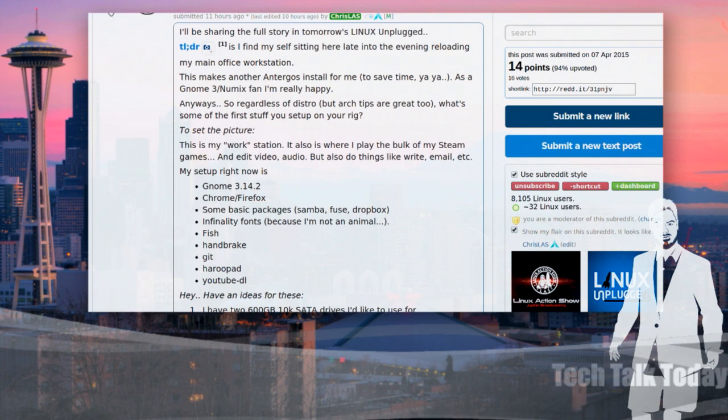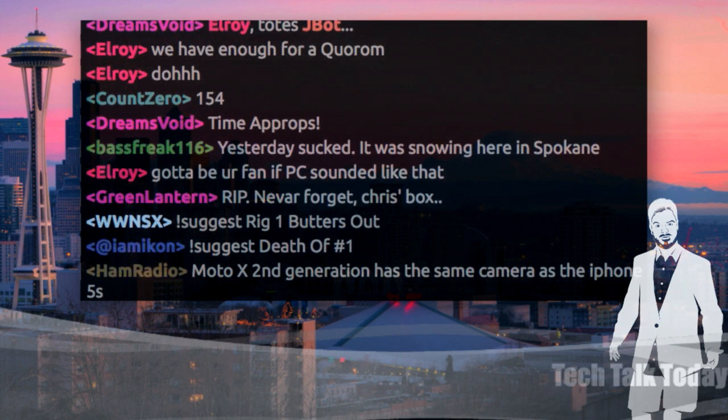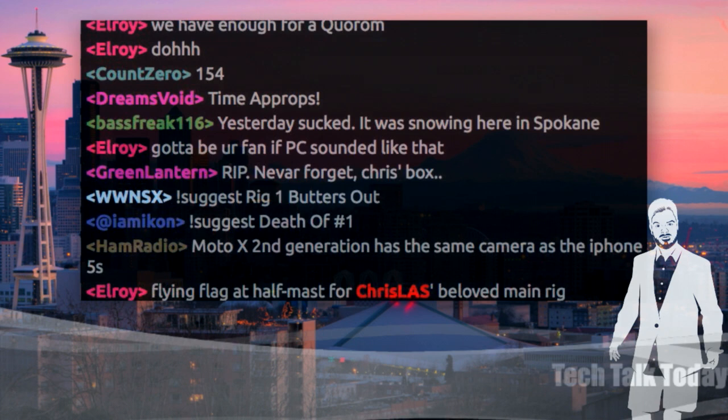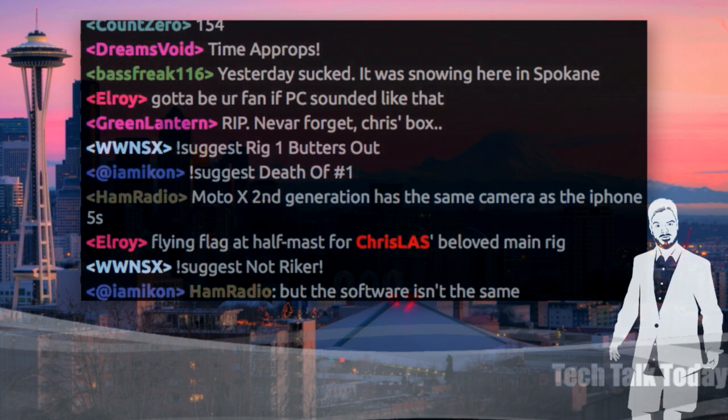So I started a thread in the Linux Action Show subreddit, and I was thinking, hey, let's collaborate. When you reload, what are some of the first things you do? My normal approach is I load up just the bare minimum and then add things as I need them. But I always have a few things I have to do, like get the latest GNOME, make sure I install Dash to Dock, tweak Dash to Dock so it looks like a Unity launch bar. I have to install the Infinality fonts because, you know, I'm not an animal. Handbrake, Hubpad, YouTube download, Chrome, Firefox, all that stuff always goes on. And then I was like, well, what else should I try? And so I put up a thread in the Linux Action Show subreddit. I'll have it linked at the top of the Tech Talk Today show notes.